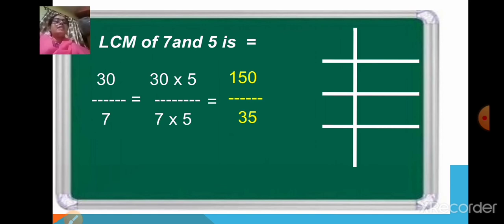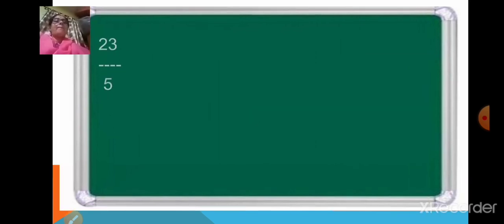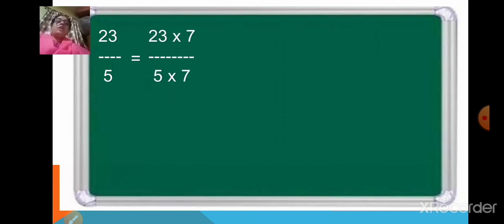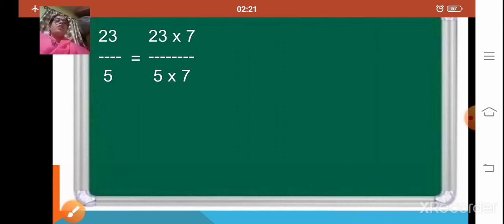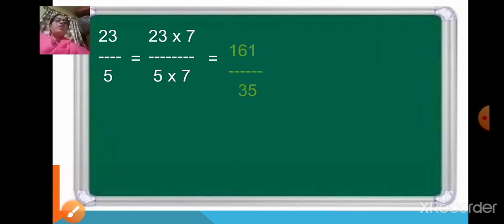Now same way, take the second fraction, 23 upon 5. Now 5 multiplied by what number will give you the LCM? That is 5 into 7. So here you will multiply by 7 to get the LCM as 35. Same number 7 to be multiplied by the numerator also. So 23 into 7. So when you multiply 23 into 7, you will get the answer as 161 upon 35.